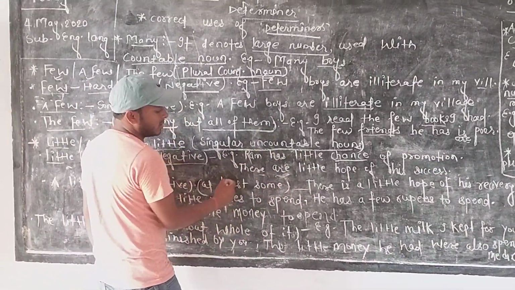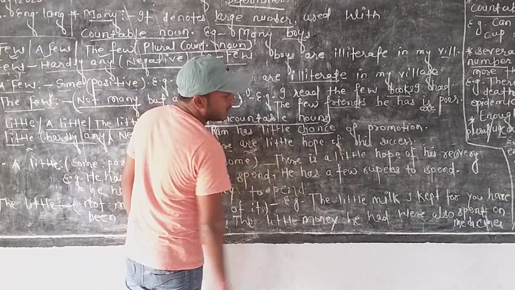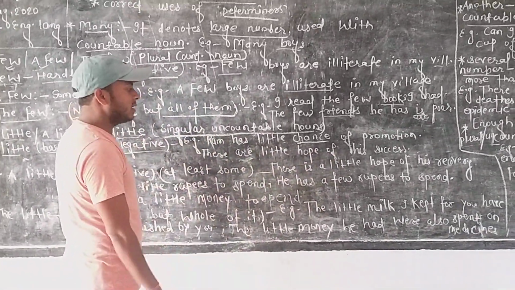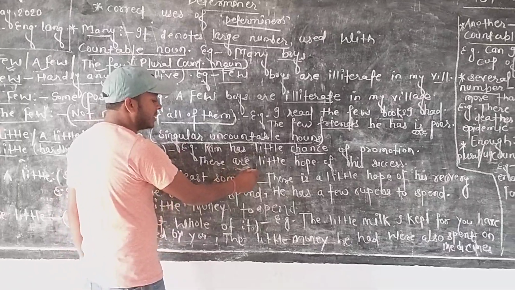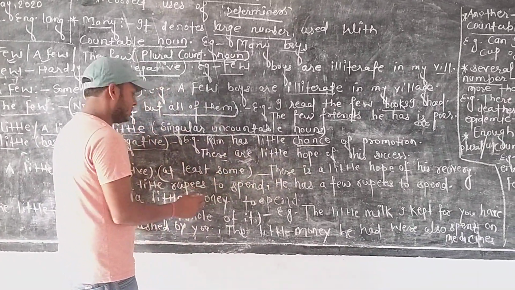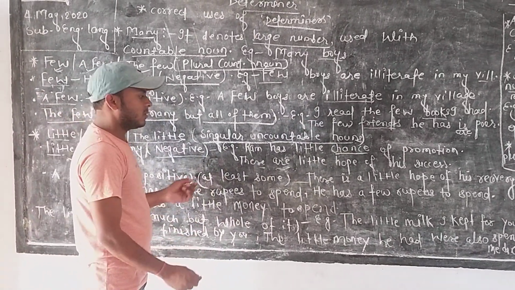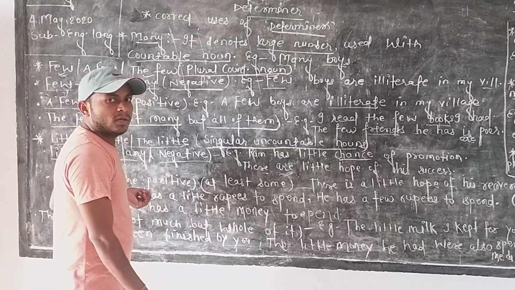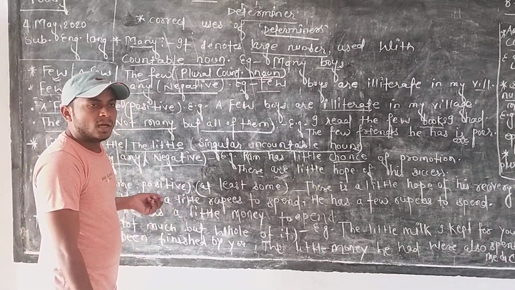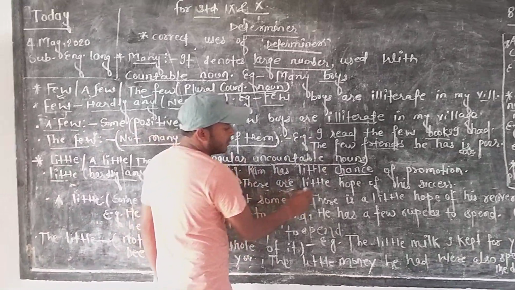Here you can see I have written another example: there are little hope of his success. So once again I would like to tell you about little or a little or the little. Only singular uncountable nouns are used with little or a little or the little.